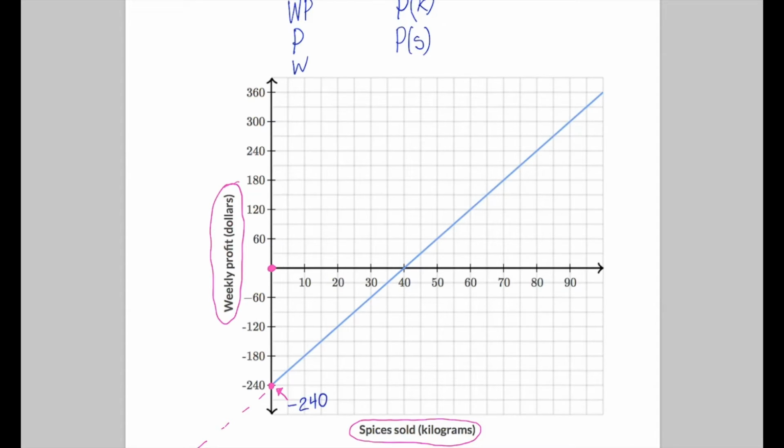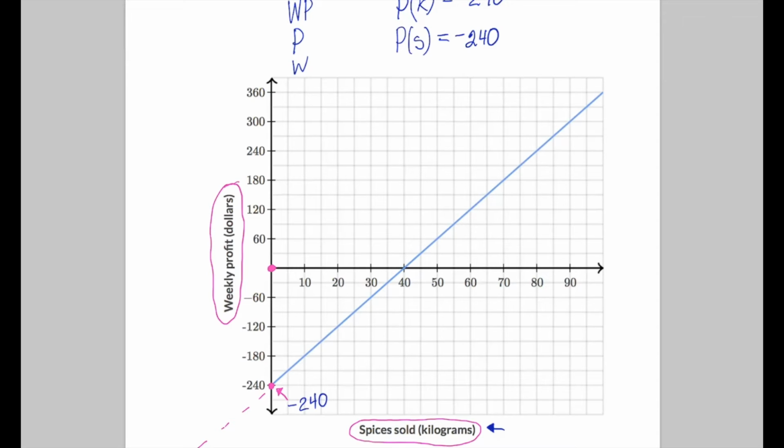So negative 240, you can think about it this way. In order to get these spices, whoever is making them obviously needs to invest some money to collect the herbs and make spices out of them, to buy packaging, to advertise, to whatever. So negative 240, you can think about it as a cost, and it's a negative number. So P of K or P of S, it's negative 240 to start with. That's our starting point.